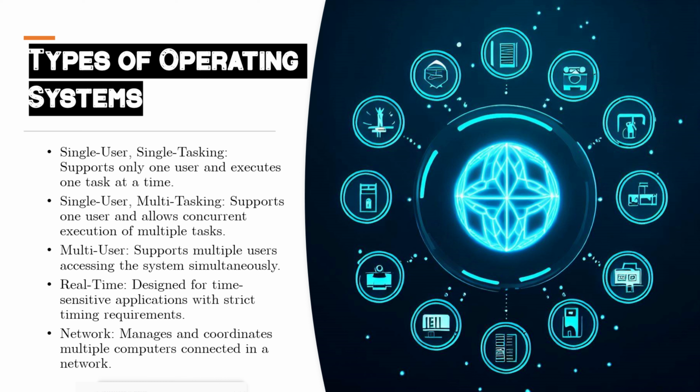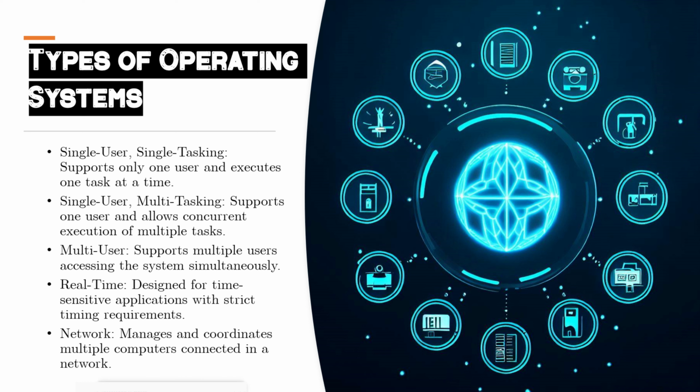Real-time. Real-time operating systems are designed to handle time-sensitive applications where response time is critical. They guarantee timely execution of tasks and are used in industries such as aerospace, industrial automation, and medical systems. Embedded. Embedded operating systems are designed for specific embedded devices with limited resources, such as smartphones, tablets, and IoT devices. They are optimized for efficiency and provide features tailored to the device's requirements.